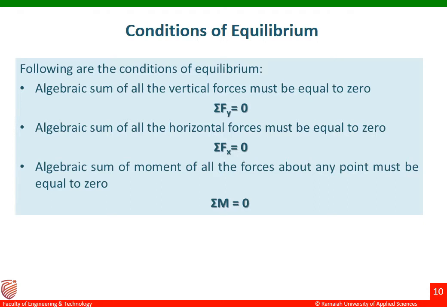I'll repeat it once again. The first one is the algebraic sum of vertical forces must be equal to 0. The second condition is the algebraic sum of all the horizontal forces must be equal to 0. And the third condition is the algebraic sum of moments of all the forces about any point must be equal to 0. These are the three conditions of equilibrium. These conditions are very useful and very helpful whenever we solve the problems in mechanics. These are very important conditions of equilibrium.